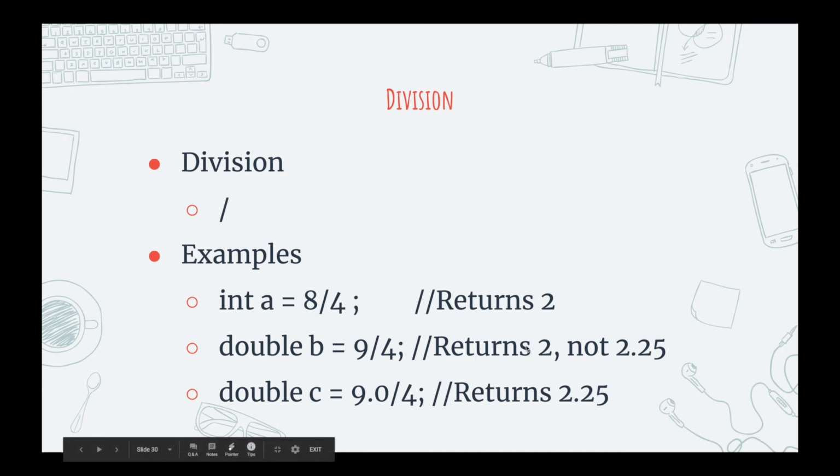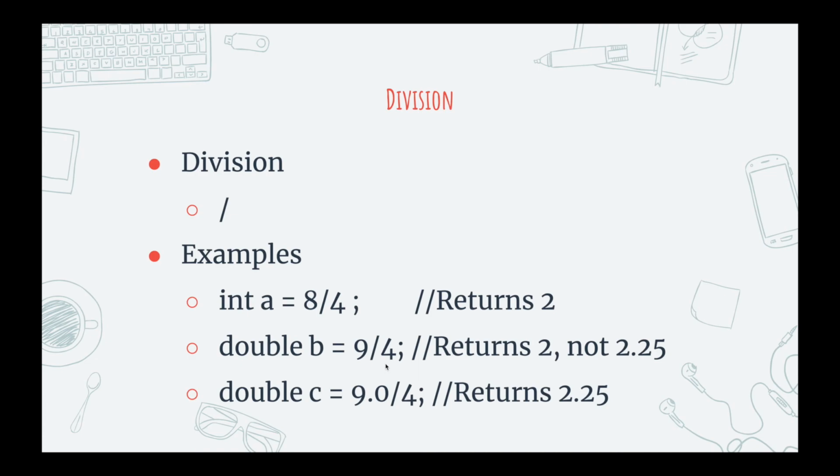However, the compiler returns 2, and the reason why is because we're only using integers to divide. So the computer is like, all right, I want to store integers. I'm dividing integers. The person probably wants an integer as the answer. So it returns 2, and then 2.0 gets stored into double b, not 2.25, because, as I told you, these are not doubles, these are integers.